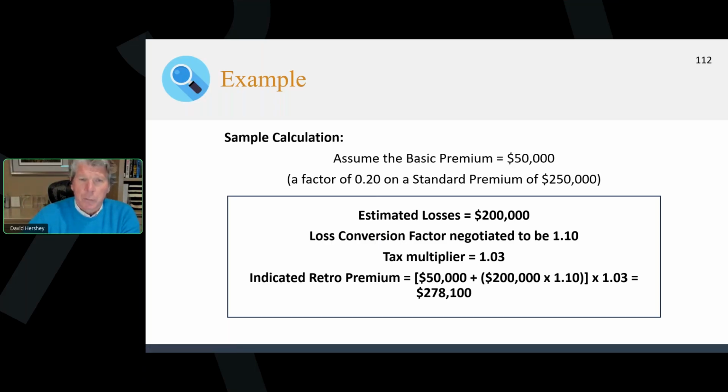So for the basic, 0.2. Yep, done. The 0.2 was quoted, and the 0.2 was used on the calculation for the adjustment, so that's a check. LCF, 1.1. Yep, that was on the quote, and that's what's on the adjustment, check. Tax multiplier, 1.03, that was on the quote, and that's what's being used on the adjustment, check. We're good to go on that.